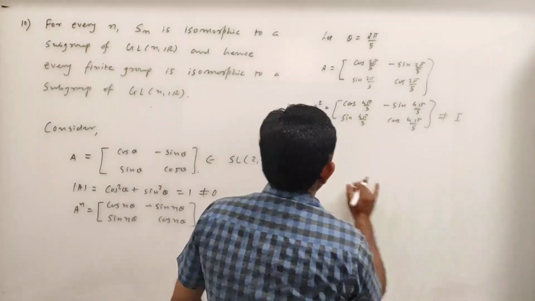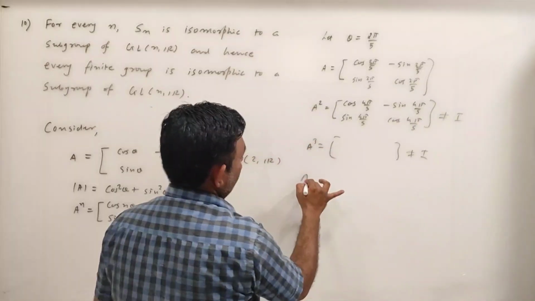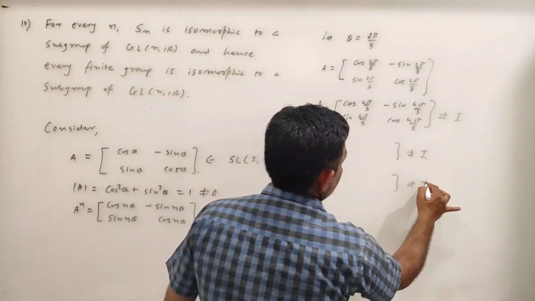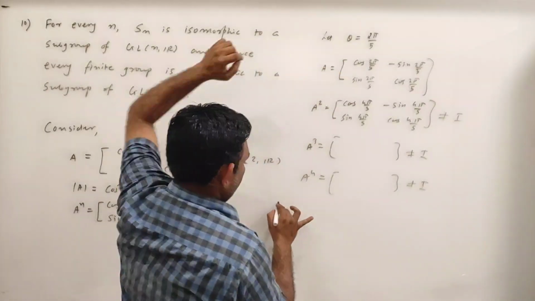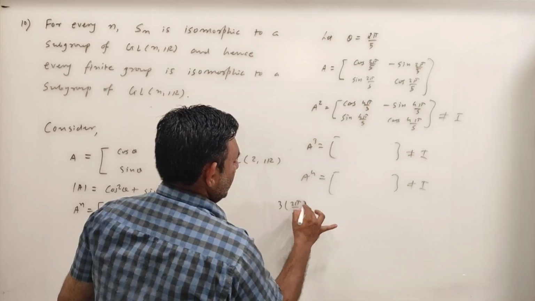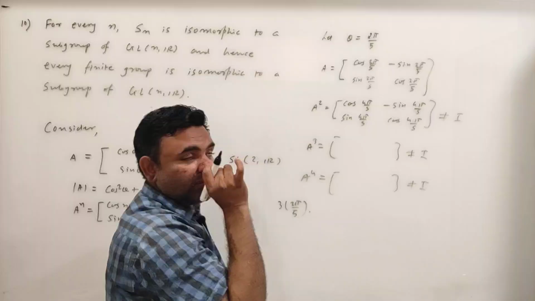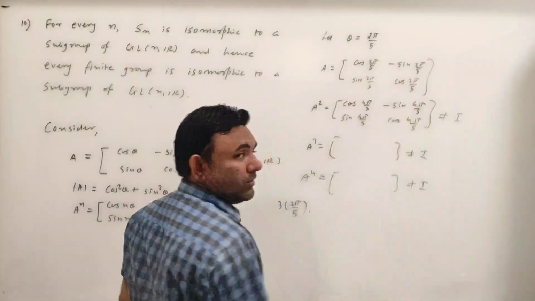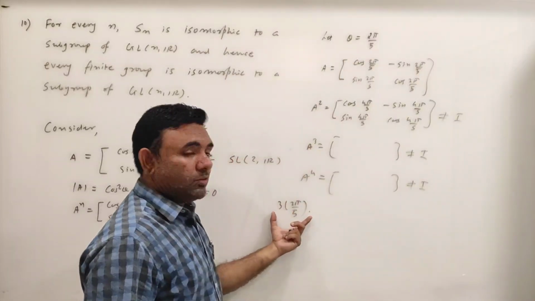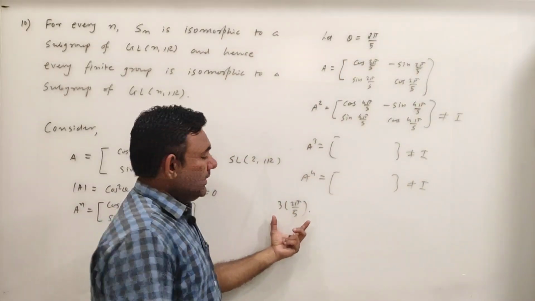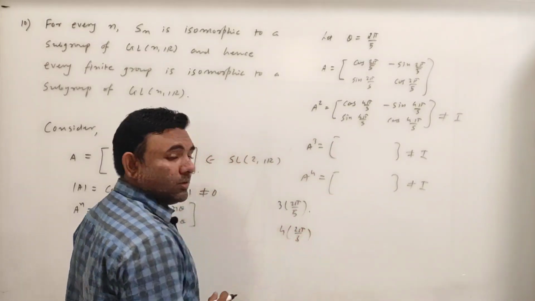Similarly, A cube will also not be identity. A raised to 4 is also not identity. Why? Because if you consider 3, then this angle is 3 times 2 pi by 5. It is not a multiple of 2 pi. Then and only then it becomes 1, right? And for the identity matrix I need 1 0 0 1. So forget about the remaining three entries, just concentrate on this one, and it will not be a multiple of 2 pi. If you consider A raised to 4, then it is 4 times 2 pi by 5. So again it is not a multiple of 2 pi.